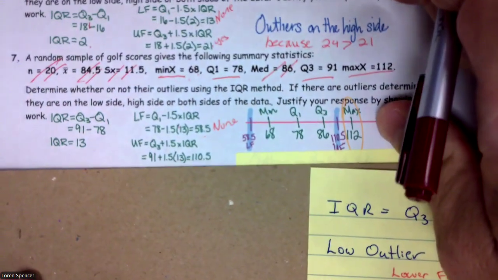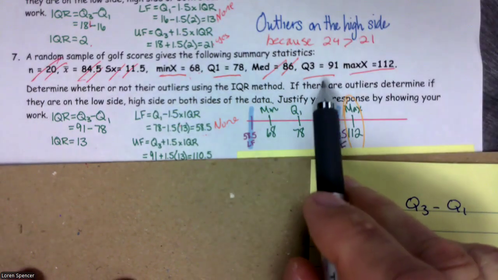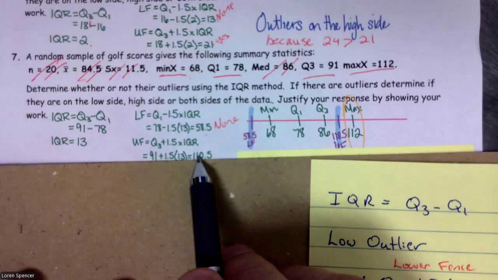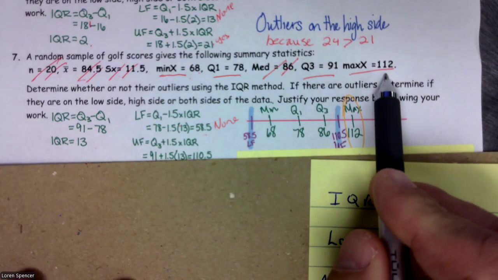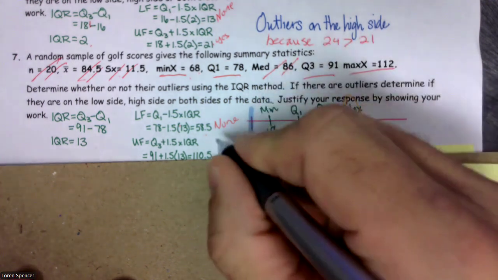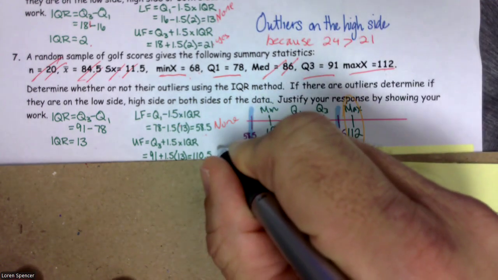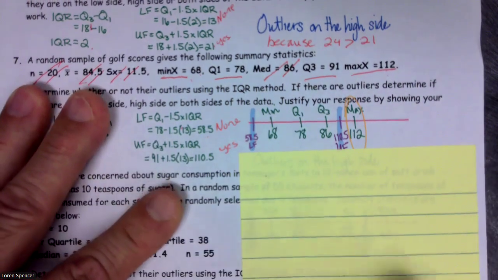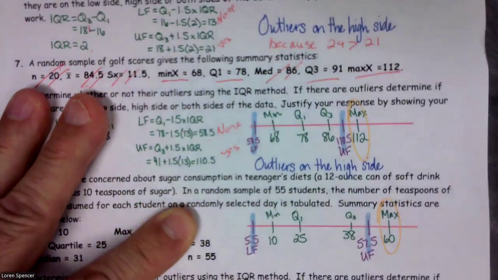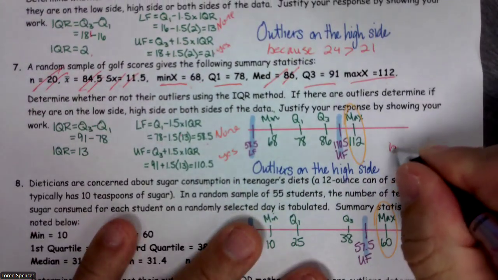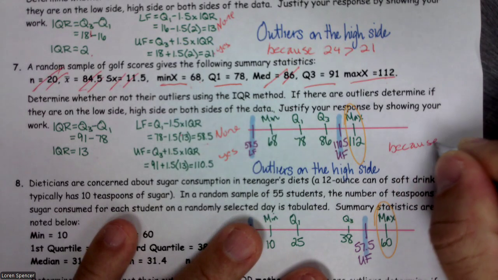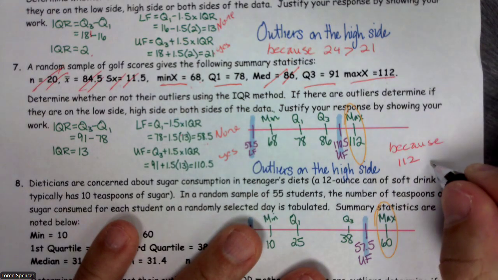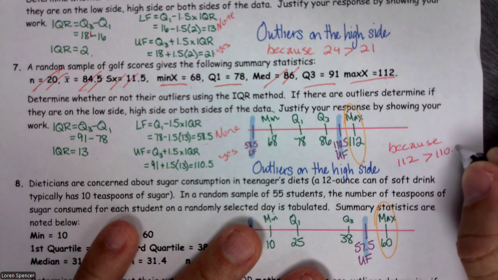All right, well, my Q3 is 91 plus 1.5 times the IQR of 13, which gives me 110.5. Do I have any value greater than that? And the answer is yes, because 112 is definitely greater than 110.5. So in this case, we have an outlier on the high side because 112, my max, is greater than 110.5.